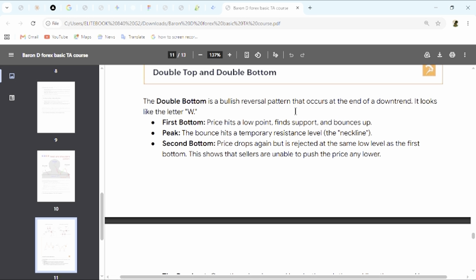So the double bottom is a bullish reversal pattern that occurs at the end of a downtrend. It looks like the letter W. First bottom: price hits a low point, finds support and bounces back. Peak: the bounce hits a temporary resistance level, which is the neckline. Second bottom: price drops again, but is rejected at the same level, like your support or resistance level, as the first bottom. This shows that sellers are unable to push price any lower.